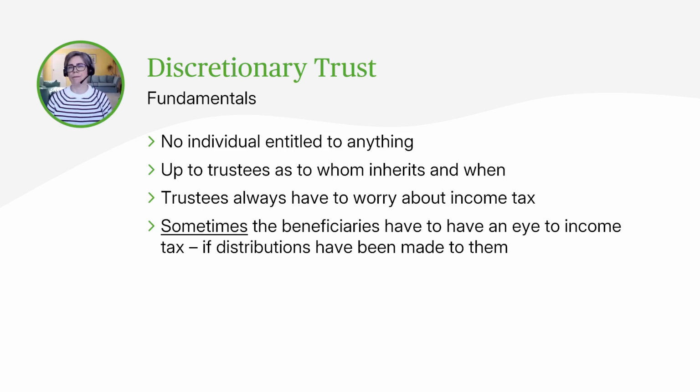And because of this lack of entitlement, it means that the trustees always have to worry about income tax. With other types of trust, you can set things up and pass the majority, if not all, of the burden of income tax onto your beneficiaries. Discretionary trustees are not able to do that, so it's always a problem, and it's their concern and worry.